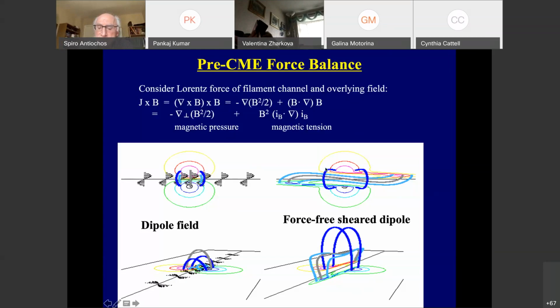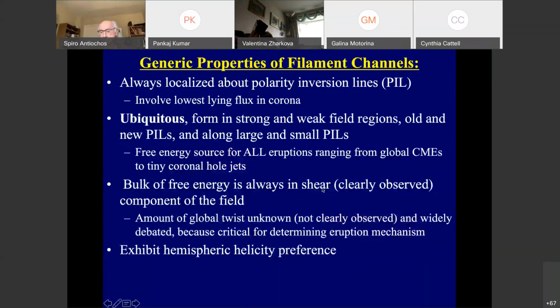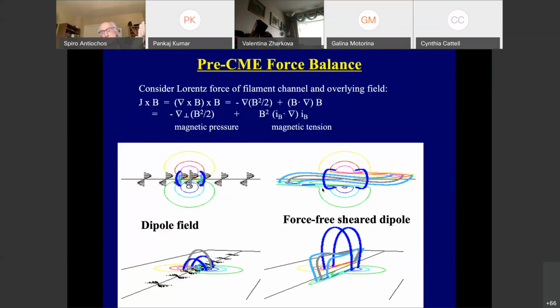For this blue field line, dark blue, to move out of the way, it would have to extend all the way to the end of the stretched out field lines, which is just too energetically expensive. So really, the sheared field is in some sense the only way that you can get these eruptions. And the sun somehow magically contrives to produce them everywhere. It produces these sheared field lines low down along polarity inversion lines everywhere.